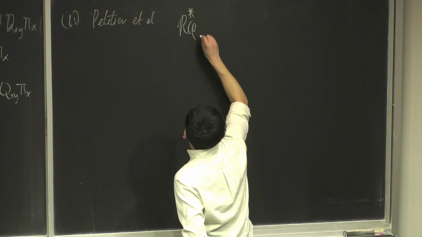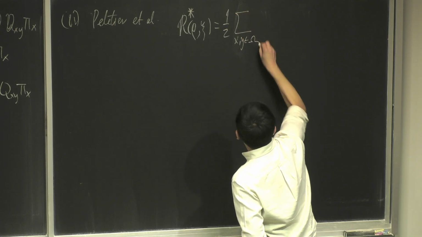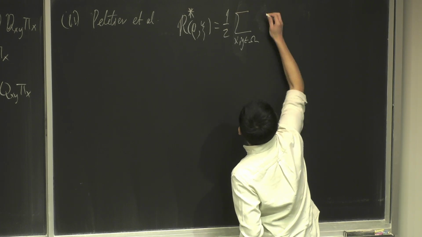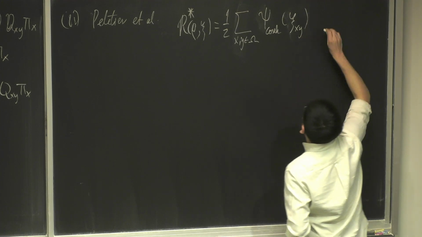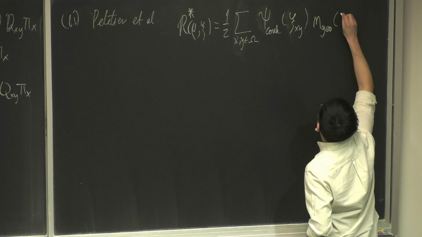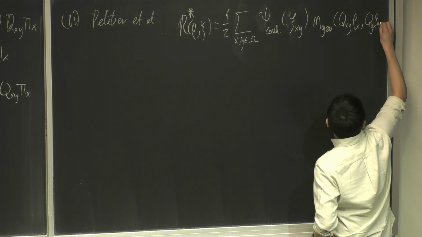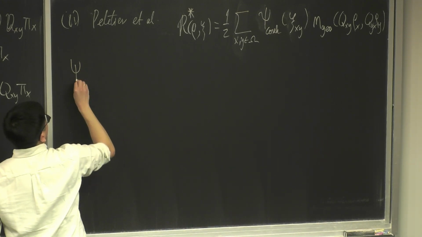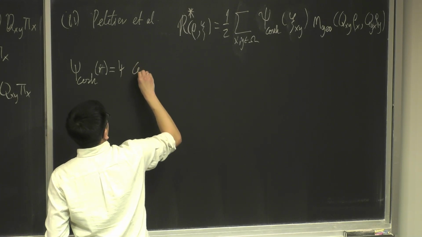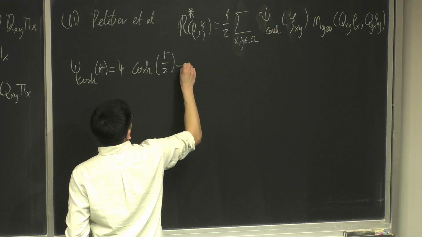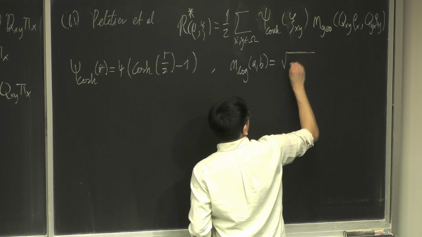R star of rho of psi is again one half, keep forgetting, double sum over x, y of omega xy, and I'm just going to write here psi cosh of psi xy, m geo of q xy rho x and q yx rho y. Okay, so what is this psi cosh? Psi cosh of some r is 4 times the cosh of r over 2 minus 1. And the m geo of a and b is simply the geometric mean between a and b.